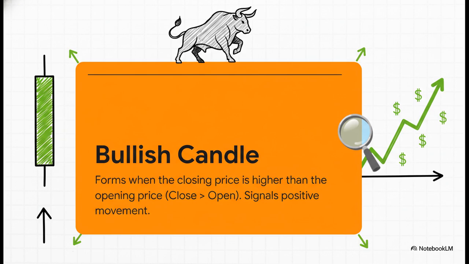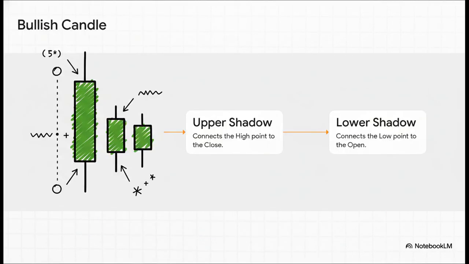You'll usually see it colored green, maybe white, and the rule is dead simple. If the closing price is higher than the opening price, it's a bullish candle. That's it. It means that for that period, the buyers were in control. They won the fight and pushed the price up. Let's walk through this one together.